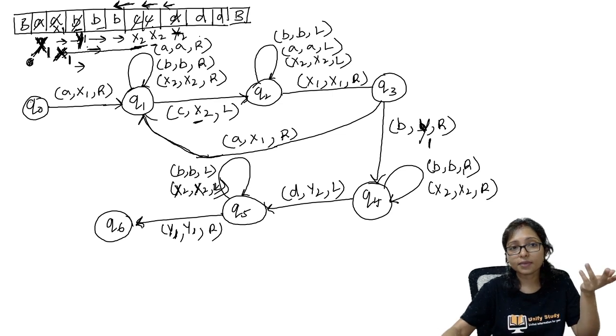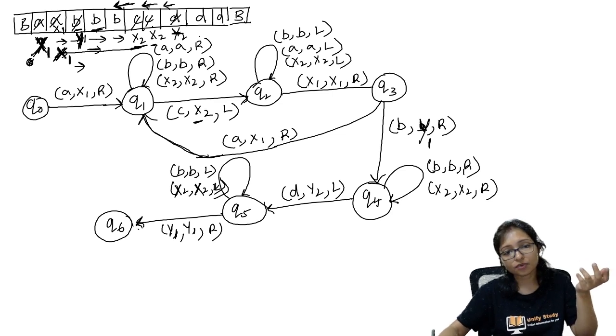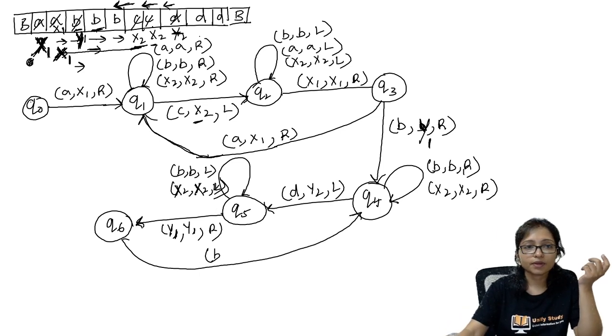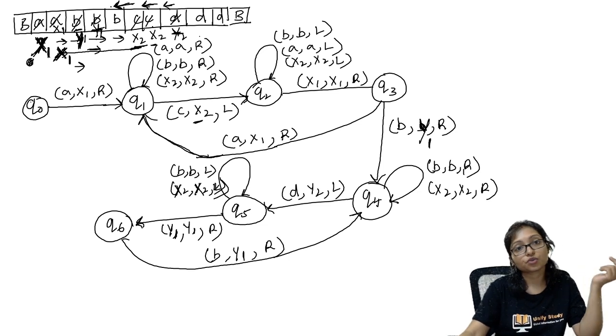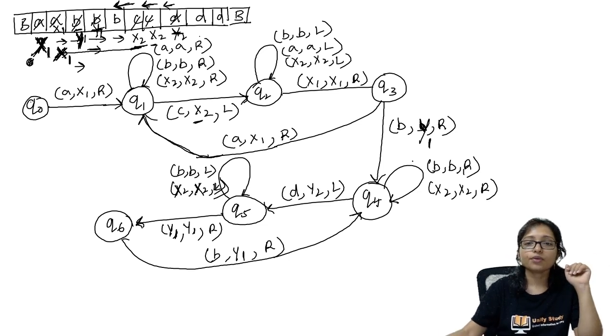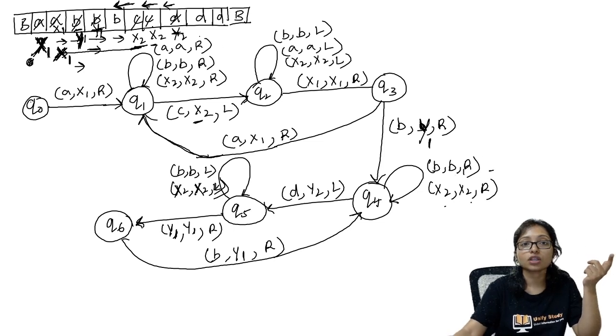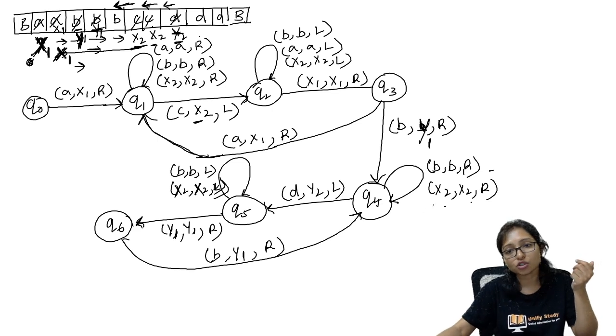Now you will get this b. Whenever you are getting this b, what am I going to do? b I am going to replace with y1 again. So that's why b will be replaced with y1 and move to right. Now start moving to the right direction. Whenever you are moving in the right direction, then b will be b as it is, x2 will be x2 as it is. Now on the way you will get some y2 also.